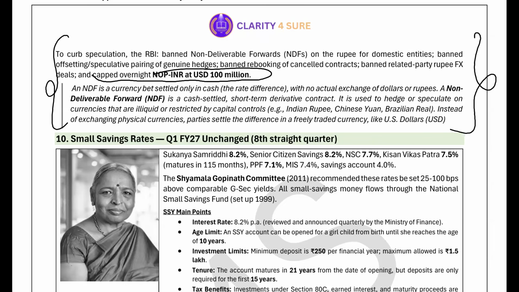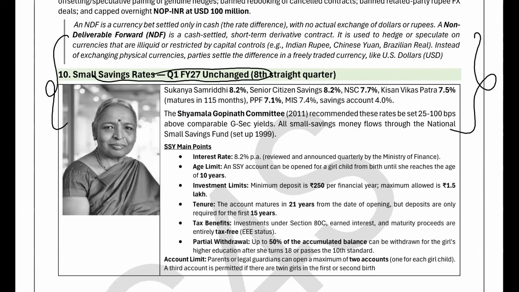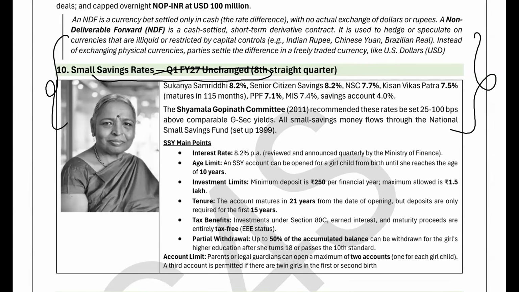Now the 10th question, which is about small savings rates for quarter one of financial year 2027, has been unchanged. That is the 8th straight quarter. It will be repeated in your flagship schemes as well. Sukanya Samriddhi is 8.2%. Senior citizen savings is 8.2%, and NSC is 7.7%. Kisan Vikas Patra is 7.5%. Please everyone note it down. It matures in 115 months. PPF is 7.1%, MIS 7.4%, savings account 4%.